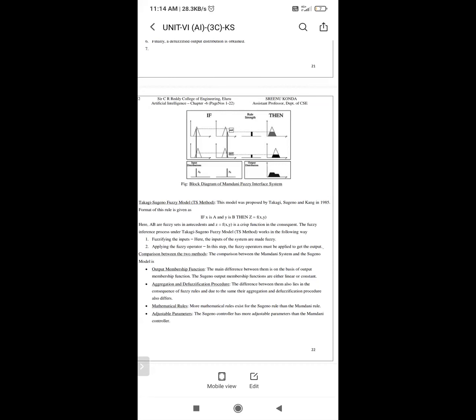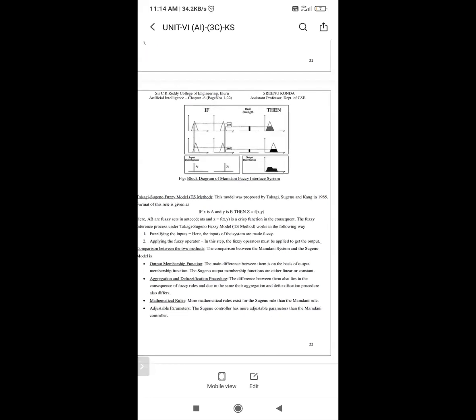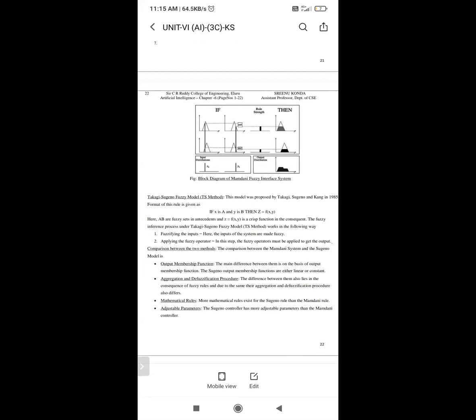And third one is mathematical rules. Okay, so more mathematical rules exist for the Sugeno rule than the Mamdani rule. Okay, next one is adjustable parameters. So the Sugeno controller has more adjustable parameters than the Mamdani controller. So these are some of the comparisons or the differences between the two methods.